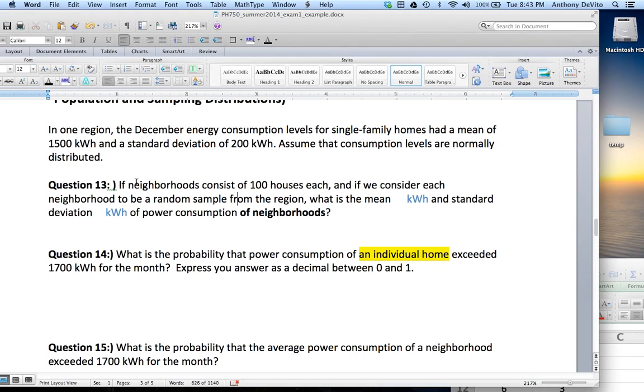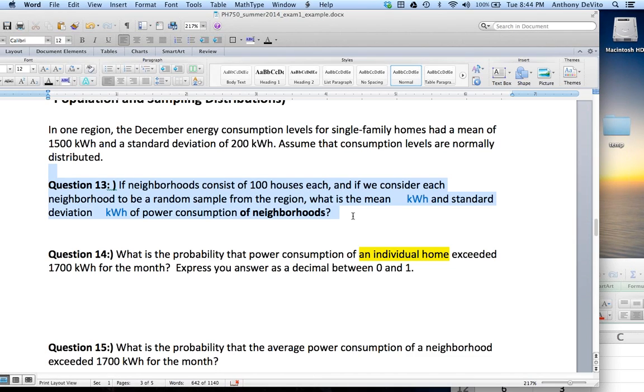Okay, if a neighborhood consists of 100 houses each, and if we consider the neighborhood to be a random sample for the region, what is the mean number of kilowatt hours and the standard deviation of power consumption of all neighborhoods? Okay, well, they just told us, didn't they? In other words, they just told us that the mean for all the neighborhoods was 1,500.